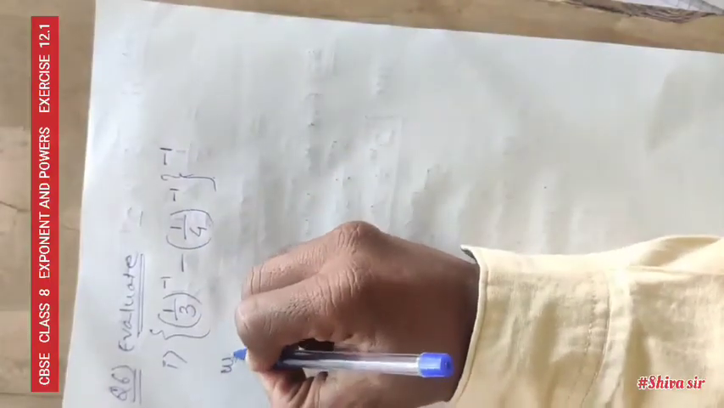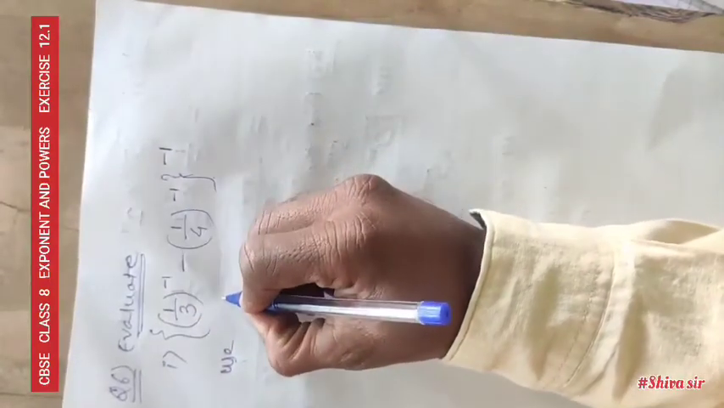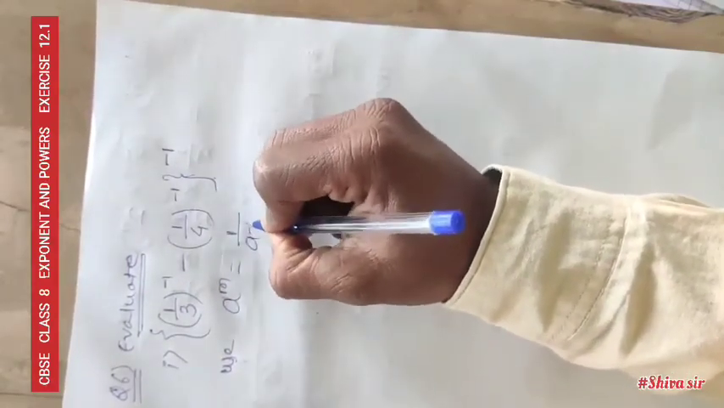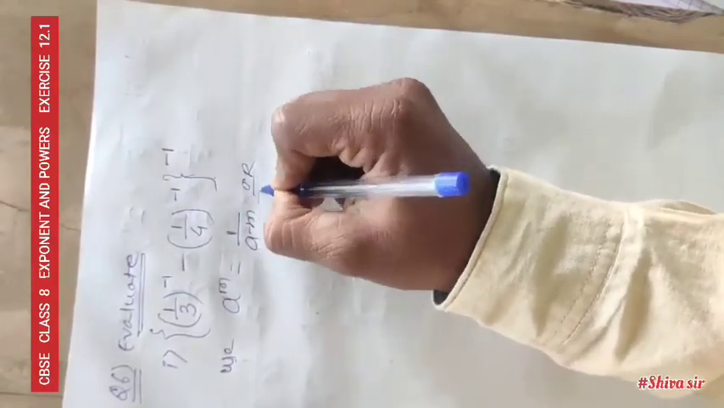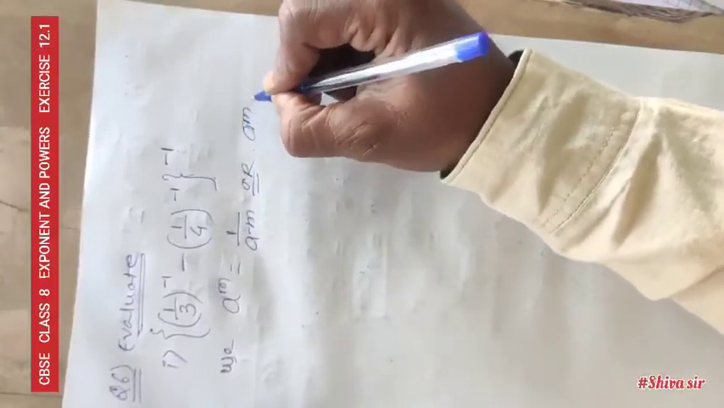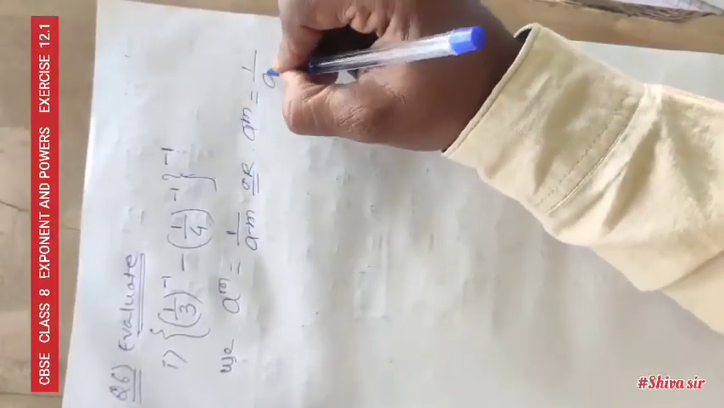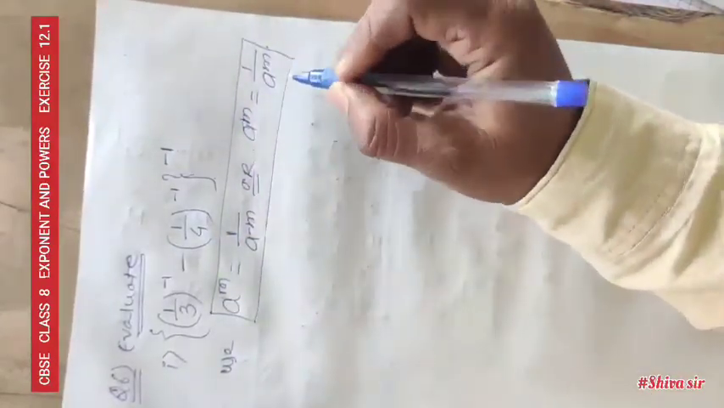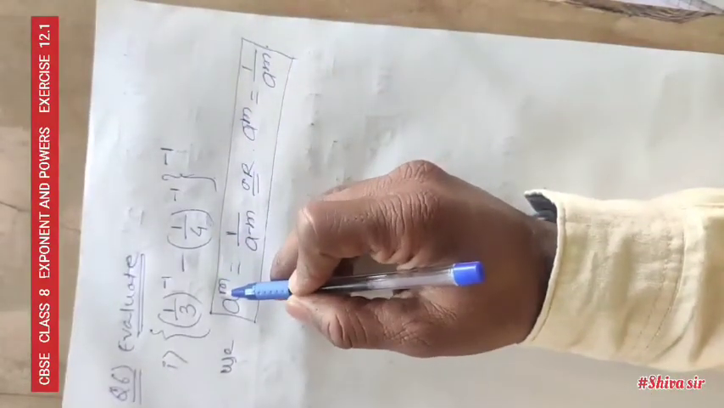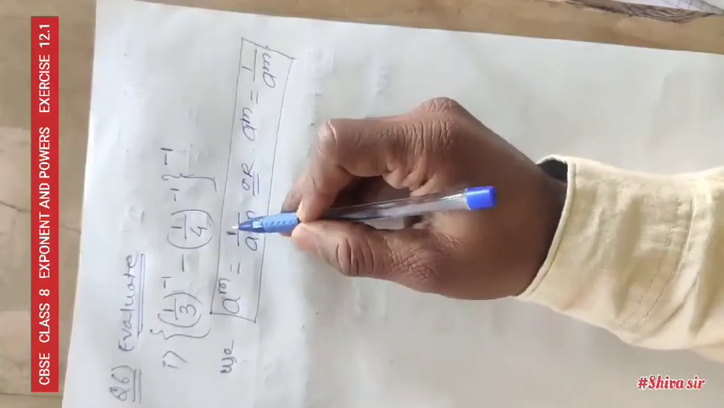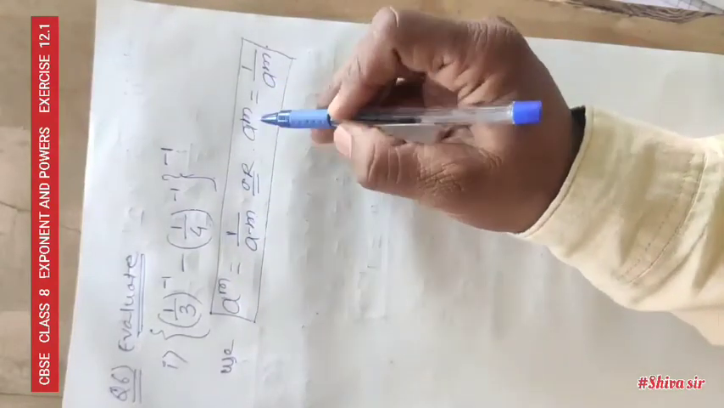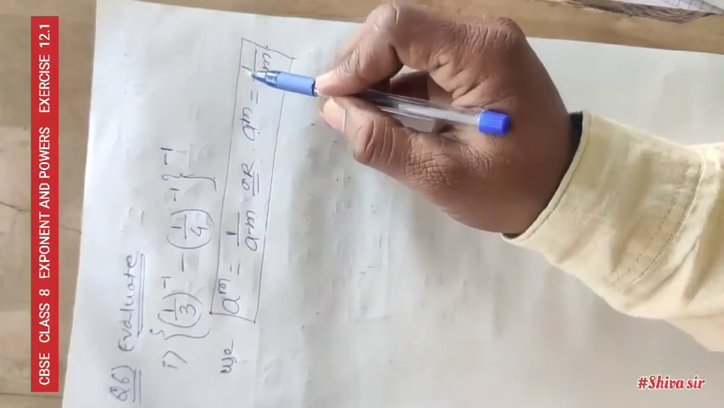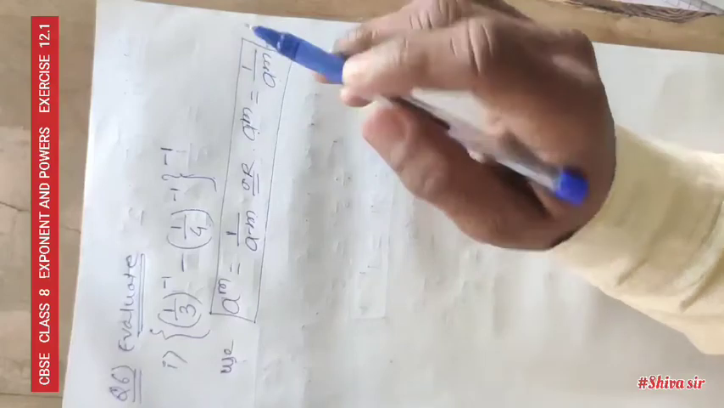So simply using the multiplicative inverse, a raised to the power minus m is equal to 1 upon a raised to the power m, or a raised to the power m is equal to 1 upon a raised to the power minus m. So by using this formulation, if the positive index is given, we write its negative as 1 upon a raised to the power minus m, and if the exponent is negative, we write its positive as 1 upon a raised to the power m.